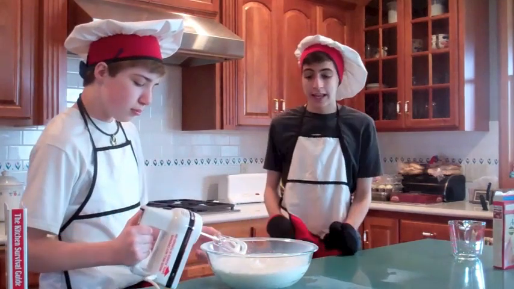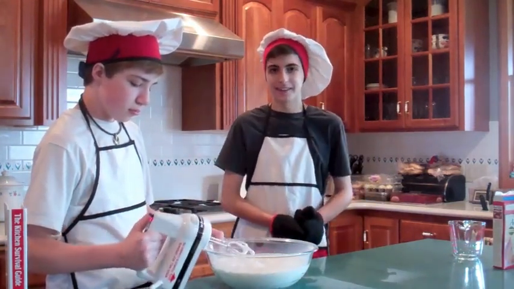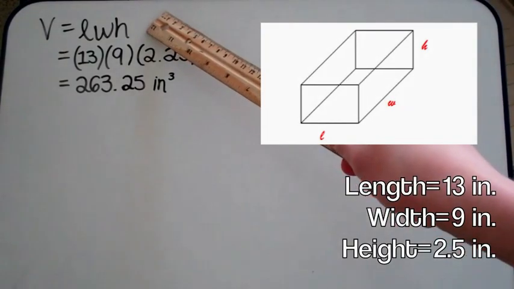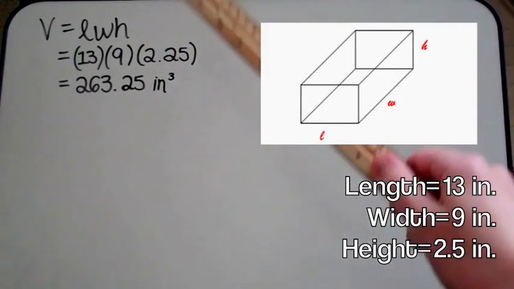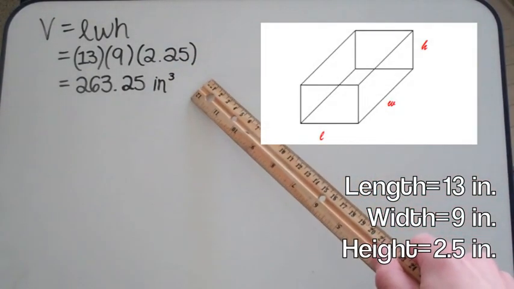And there we go. Next step, we'll have to find the volume of our pan. For Rachel and Guy to find the volume of their pan, they need to use a simple equation, length times width times height. When they plug in their corresponding numbers, they get 13 times 9 times 2.25. Once simplified, they get the exact answer of 263.25 cubic inches.